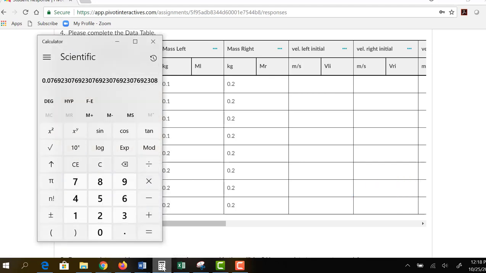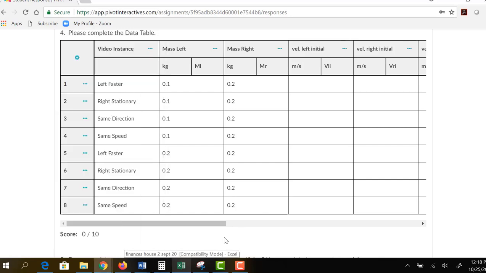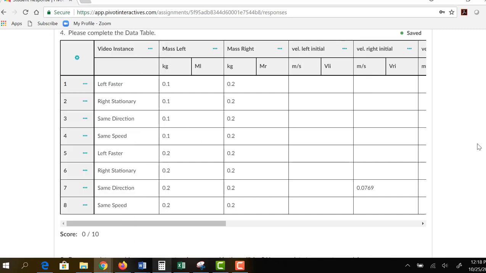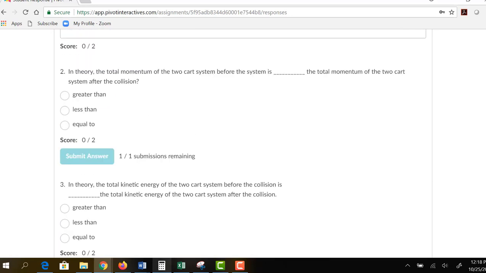Let's see what it was again. 0.0769. Okay. 0.0769. Let me verify that just to make sure. You don't want to make a random error here. 0.0769. All right, that looks good. So that's the right initial velocity. Let's play the video a little bit farther and see what we can come up with for the left initial velocity.